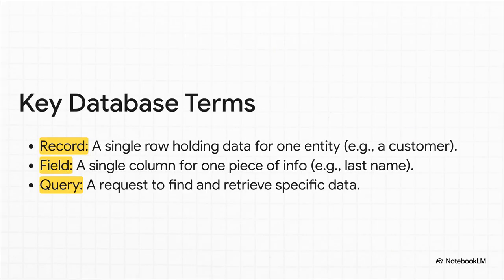And honestly, the easiest way to wrap your head around it is to just picture a giant digital address book. So each person you enter into that book, that's a record. It's one complete entry. Then each little piece of info for that person, like their last name or their phone number, that's a field. So what's a query? A query is just asking a specific question of your database. Something like, hey, show me everybody whose birthday is in June. It's how you find the exact information you need in a massive sea of data.